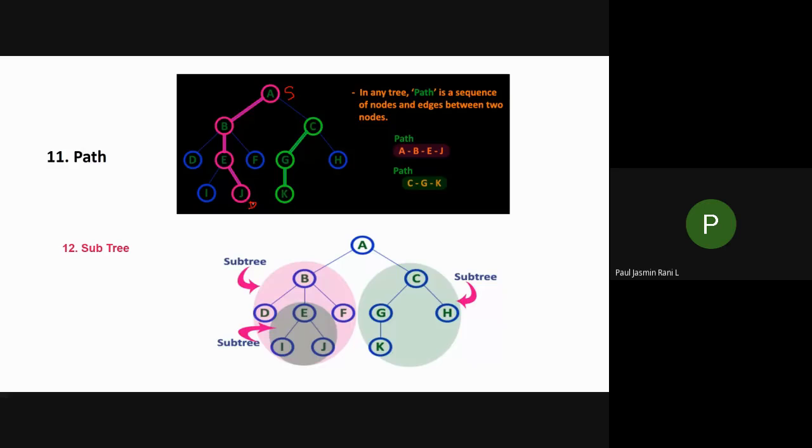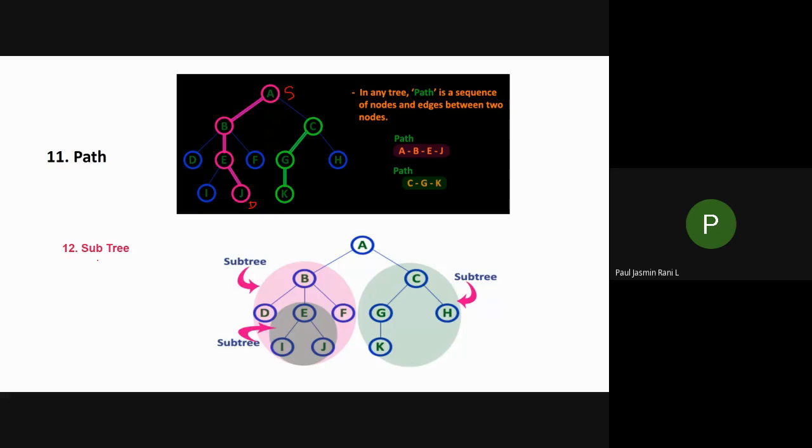Means if I want to travel from the source node to the destination node, I have only this path. No other choice I have. So this pink color we call a path, or a route. I can call it a route, or I can also call it a path. And the next one is subtree.